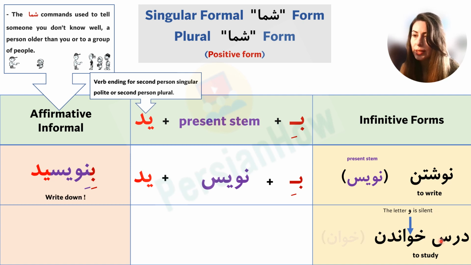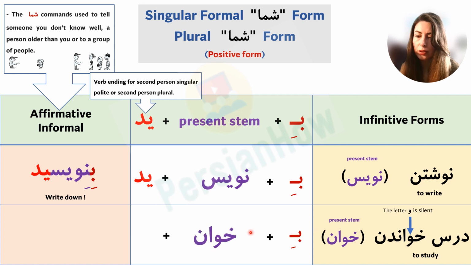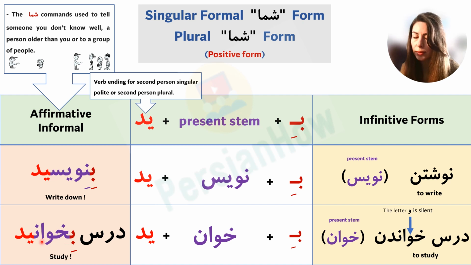And then the second one, درس خواندن. So خان here again, the U here is silent. Imagine aleph is attached to خ. So we attach be, خان, ید. درس بخوانید. It means study.